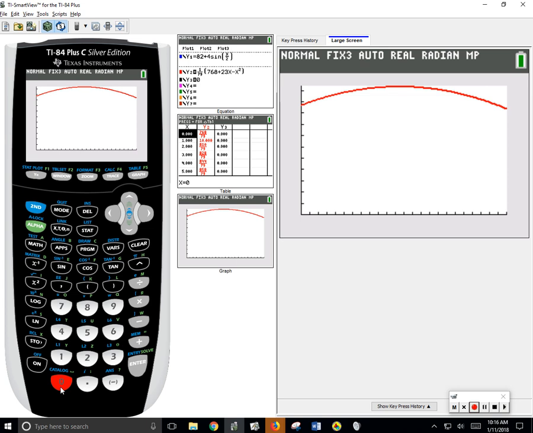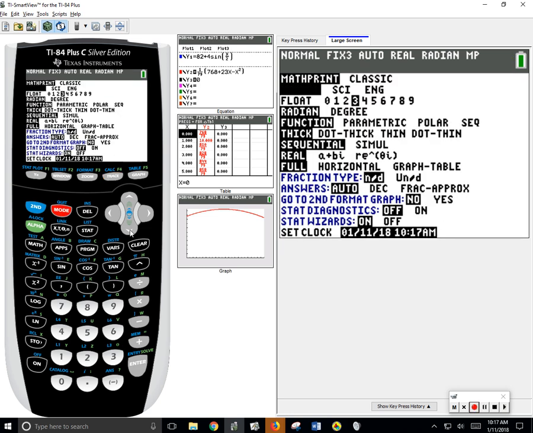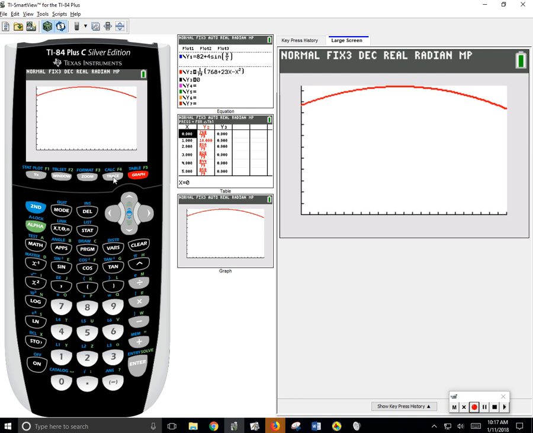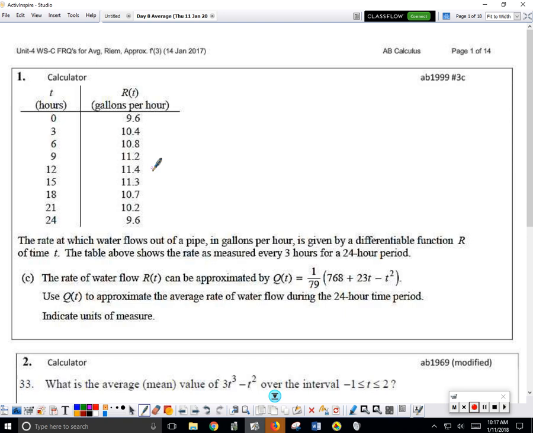Okay, look, this is the equation for what they're calling Q of T. If I hit trace and type in time 12, for this class it's better to see decimal approximations, so I'm going to change the answer setting to decimal. Second quit, graph, trace. So this formula gives me 11.392. The table said at time 12 it should be 11.4. That's why this is just approximating the table. This is pretty good.